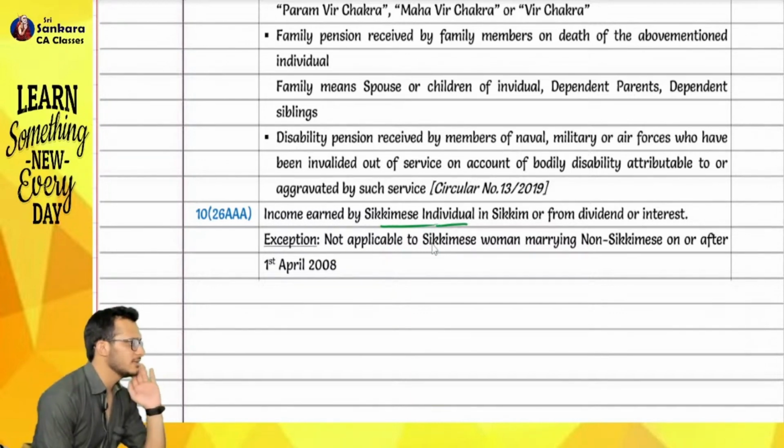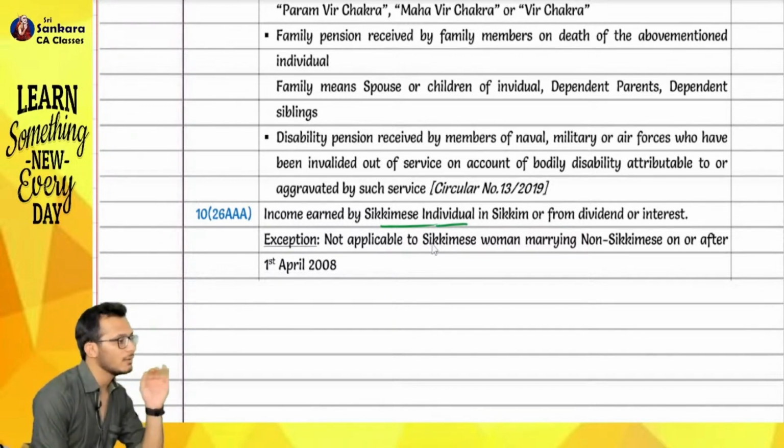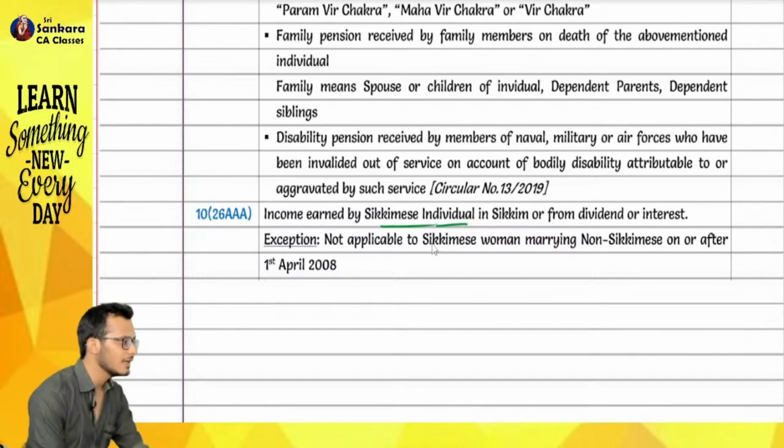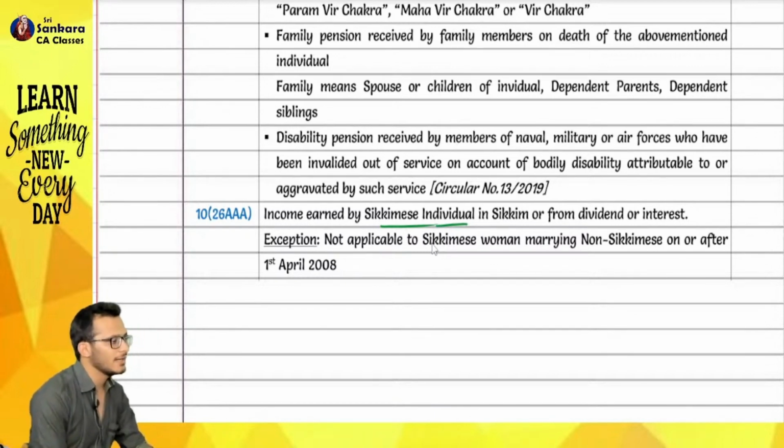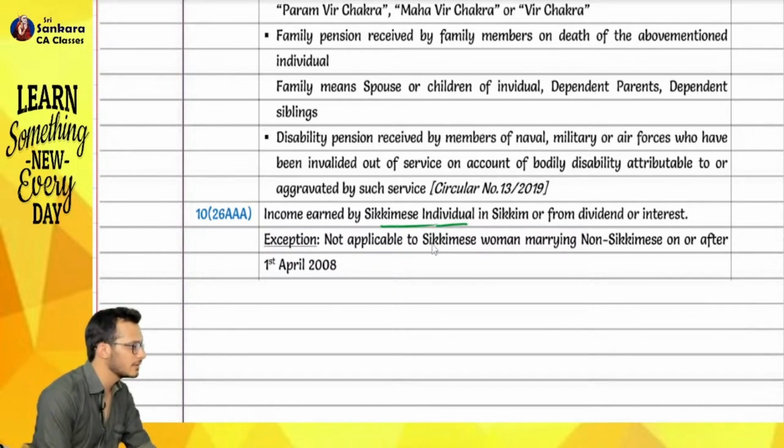They are basically saying, any income you earn from Sikkim, whether it is PGBP, IFOS, it doesn't matter. Any income from Sikkim alone will be exempt from taxes. And apart from that, any kind of dividend or interest which you earn from all over India is exempt from taxes. But yes, they've given an exception: if you are a woman from Sikkim who married a non-Sikkim person, you are no more a Sikkim person. Therefore, you are not exempted from taxes.